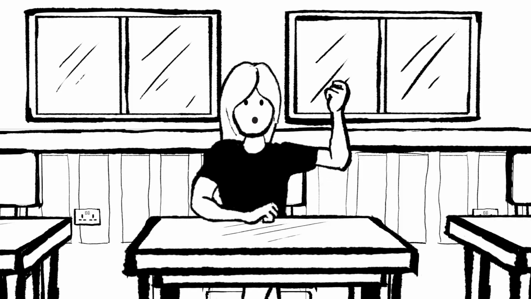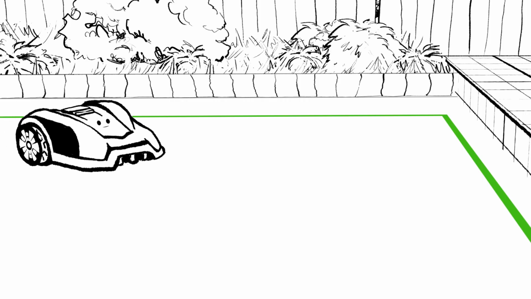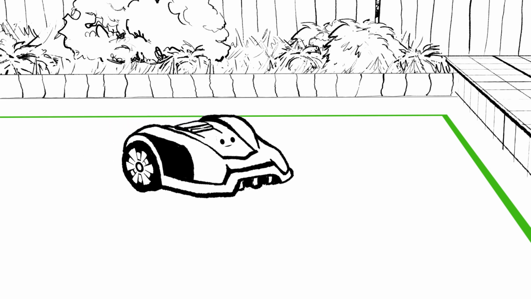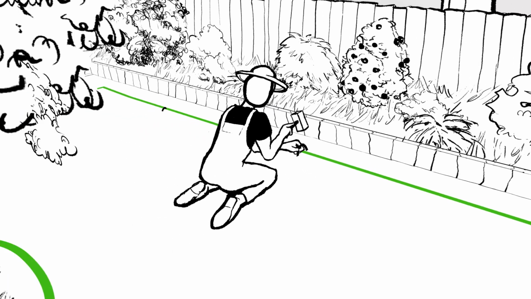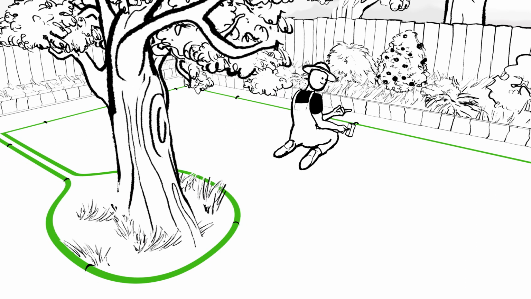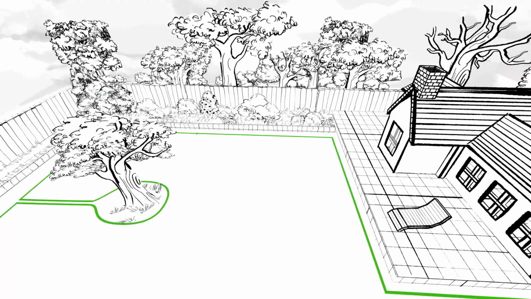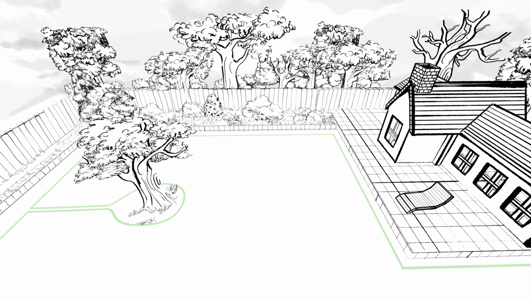How does a robotic mower know where to cut? Initially, the robotic mower will need to be installed and programmed. The installation requires pegging a wire around the perimeter of your garden and any objects that the mower should avoid. After a few weeks, the wire will naturally sink into the ground.